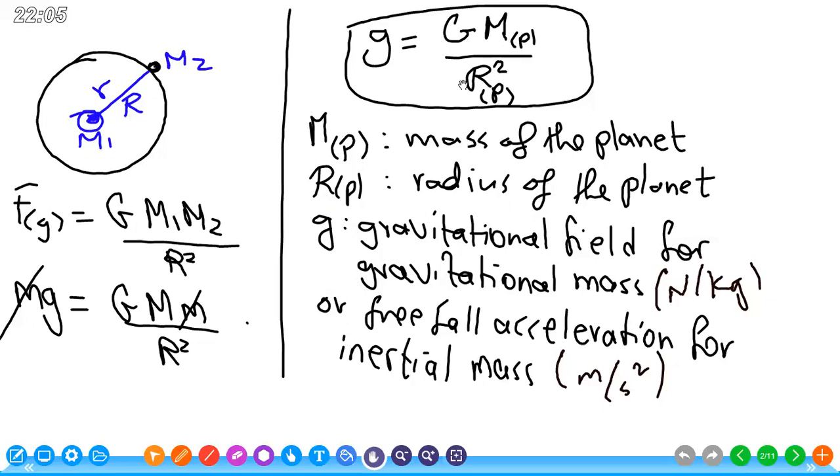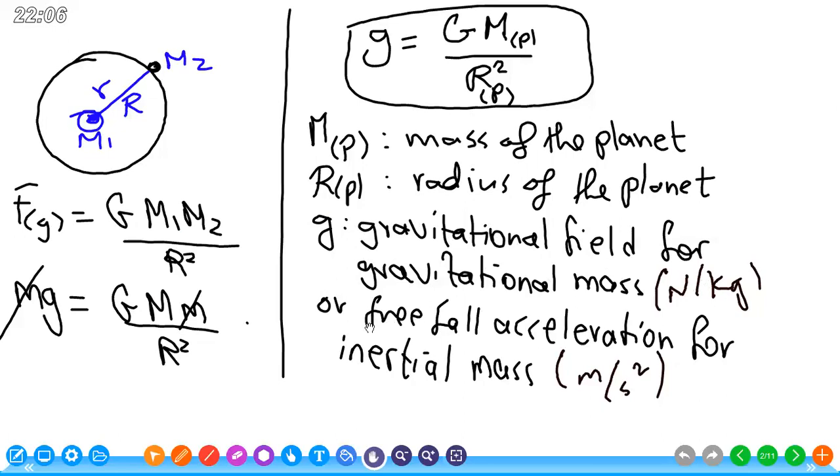So by this equation, I can get the gravity of any planet if I know the mass and the radius of that planet. So capital M is considered to be the mass of the planet in kilogram. Capital R is considered to be the radius of the planet. Now g here can be called the gravitational field. So the mass is going to be gravitational mass. g here is in Newton per kilogram. When I use, for example, F of g equal mass times gravity, then the gravity is F of g over mass, so Newton per kilogram.